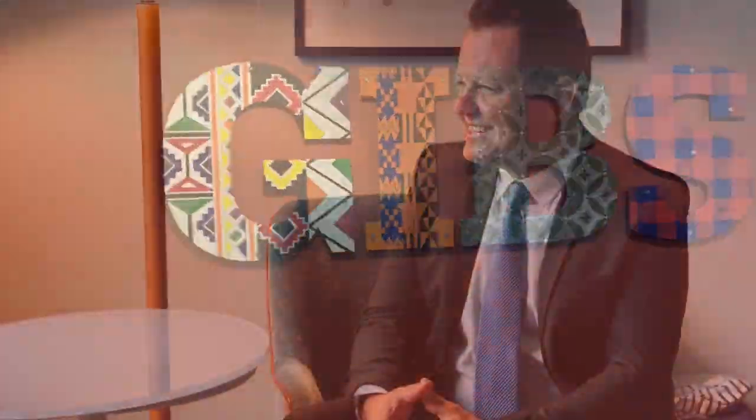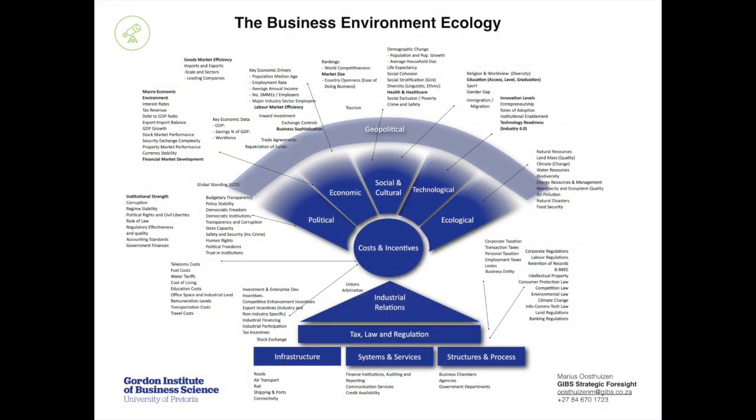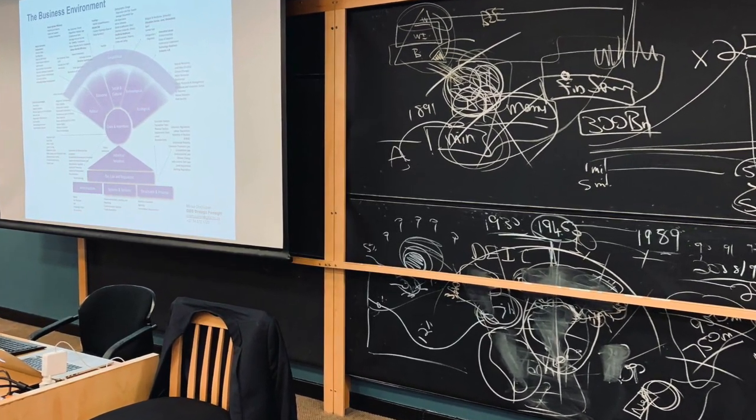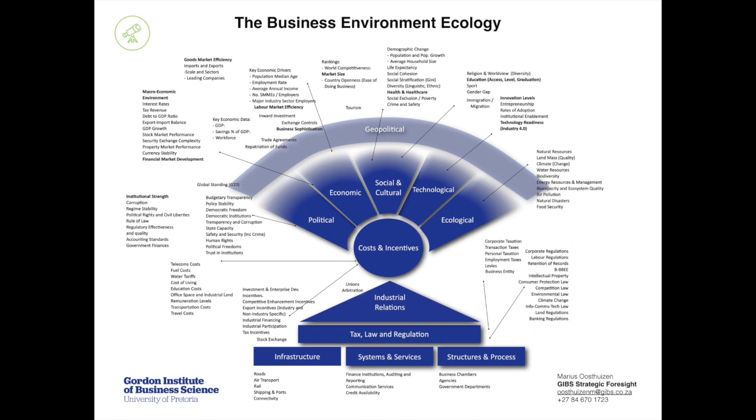This next slide I want to show you, I've called the business environment ecology. Now, this slide is very similar to the one we looked at earlier, looking at the three tiers of the business, the transactional environment, and the contextual environment. It's also similar to what we talk about when we refer to the PESTLE. Some refer to it as the STEEP: social, technological, economic, environmental, political.